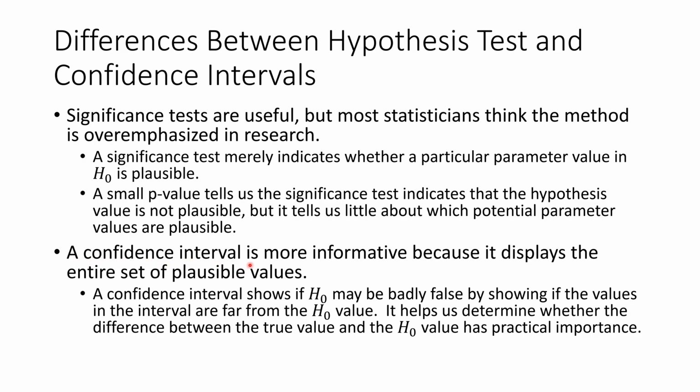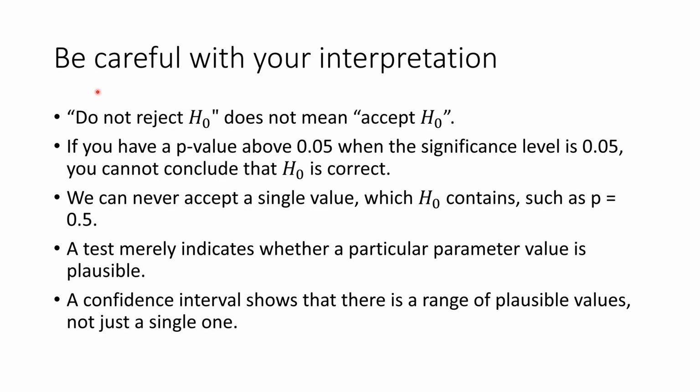A confidence interval is more informative because it displays the entire set of plausible values. A confidence interval shows if the null hypothesis may be badly false by showing if the values in the interval are far from the null hypothesis value. It helps us determine whether the difference between the true value and the null hypothesis value has practical importance. You need to be careful with your interpretation of hypothesis testing.